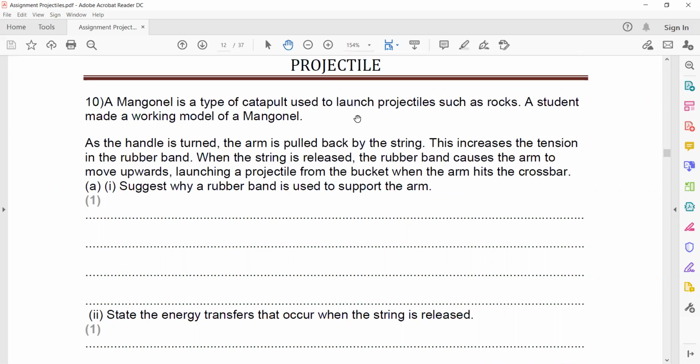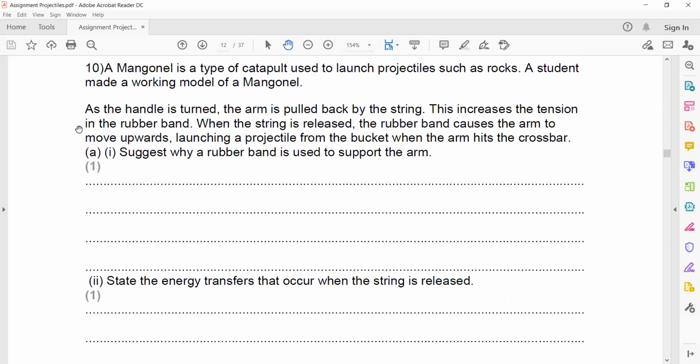A mangonel is a type of catapult used to launch a projectile such as a rock. A student makes a working model. As the handle is turned, the arm is pulled back by the string, and this increases the tension in the rubber band. And when the string is released, the rubber band causes the arm to move up and launch the projectile from a bucket. When the arm hits the crossbar, suggest why the rubber band is used to support the arm.